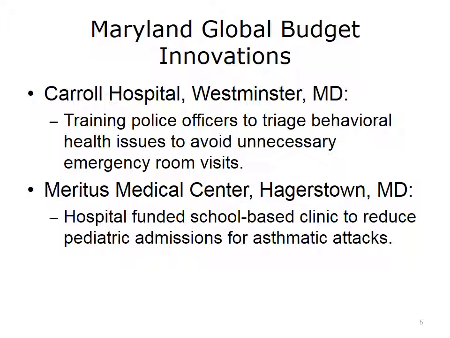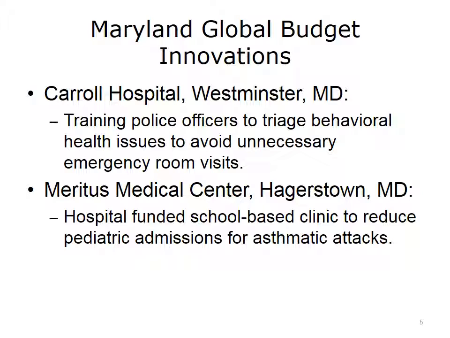Now, under the global budget, they had the monies to invest in training and not be penalized if they reduced unnecessary ER admissions. This is a great example of aligning the incentives to reward value and provide appropriate care in the most appropriate setting. The second example is at the Meritus Medical Center, located in Hagerstown, Maryland.